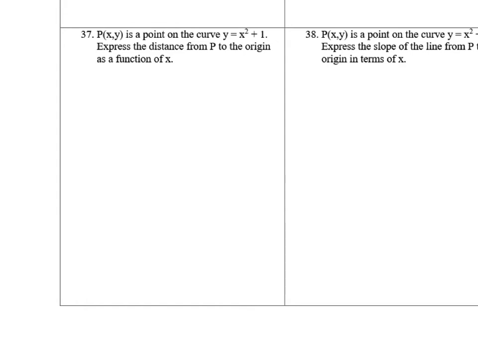So 37 says the point P is on the curve y equals x squared plus 1. So let's sketch y equals x squared plus 1. We've done that many times. It's just a transformation of that parent function. So it's got a y-intercept of 1. Looks kind of like that. So that's y equals x squared plus 1. Let's put a point P right here, and we'll say that that is x comma x squared plus 1, so that's whatever the x value is plugged into the function.